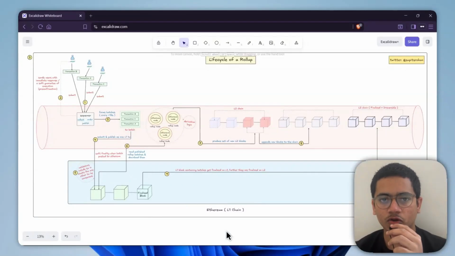You click send on a rollup, but what actually happens next? Where does your transaction go? Who processes it? And how does it end up on Ethereum?